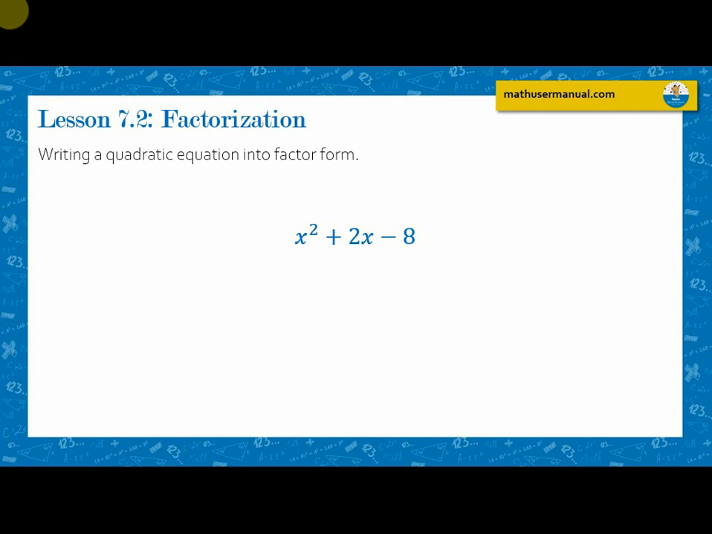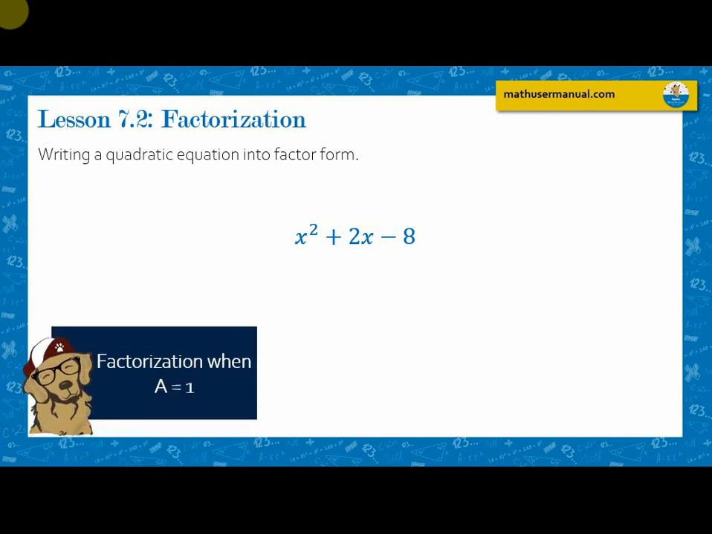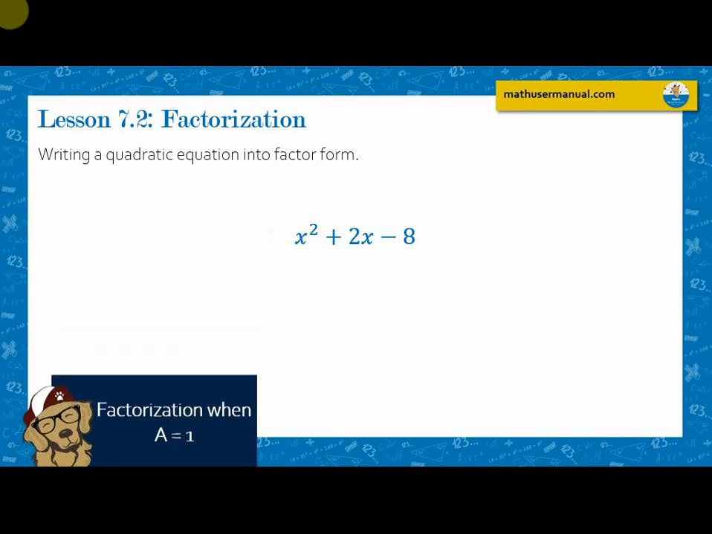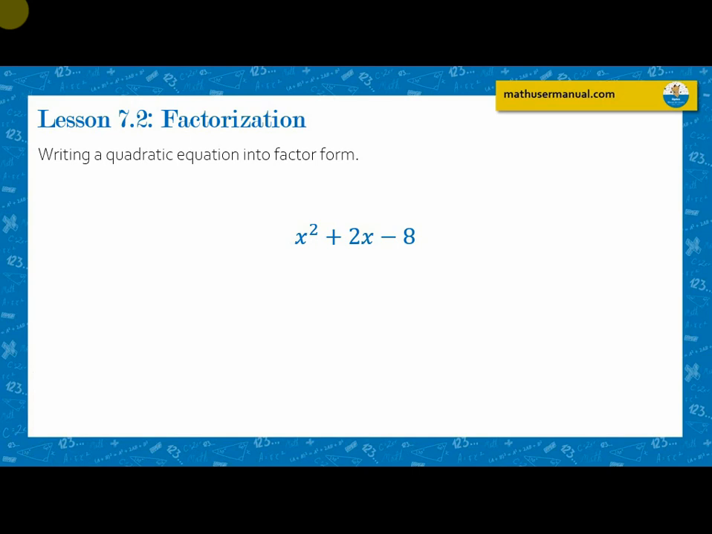Let's practice factorization with another equation. And one more time, this is a problem in which a equals 1. So the number multiplying the x squared is a 1. And the process for factorization is the same process every time, the same steps every single time. But let's do it. So we know we're going to be using the diamond method.